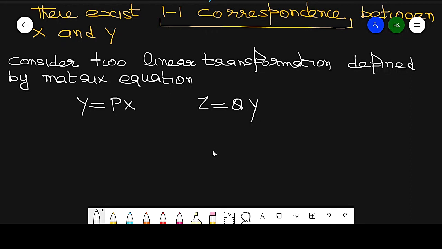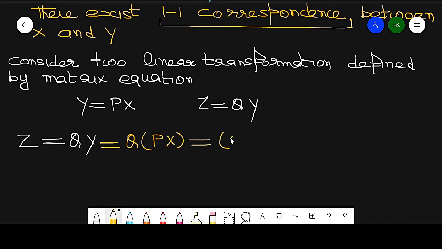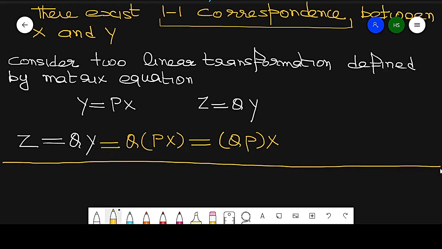Now what is the resultant? So the resultant can be defined by a single equation. So just substitute the value of y in this equation. So what is z? z is Qy. So write the value of y, which is Px, so which is QP into x. So this is the resultant of two linear transformations. So in this way we can find the resultant of two linear transformations. So just remember that.